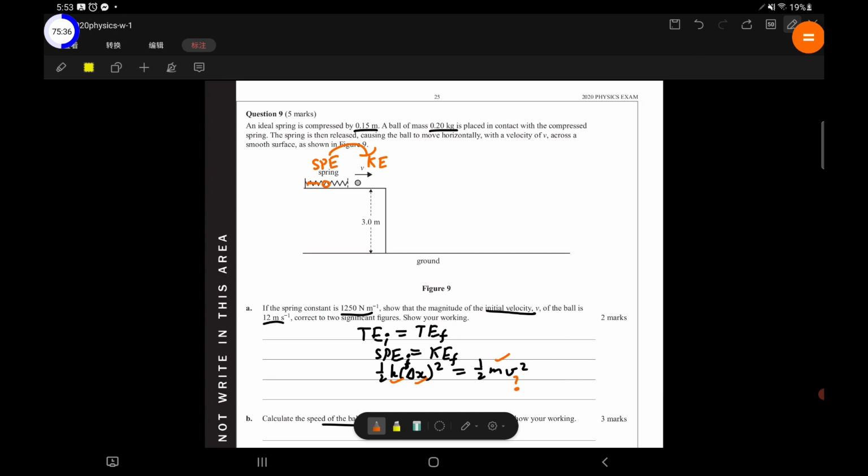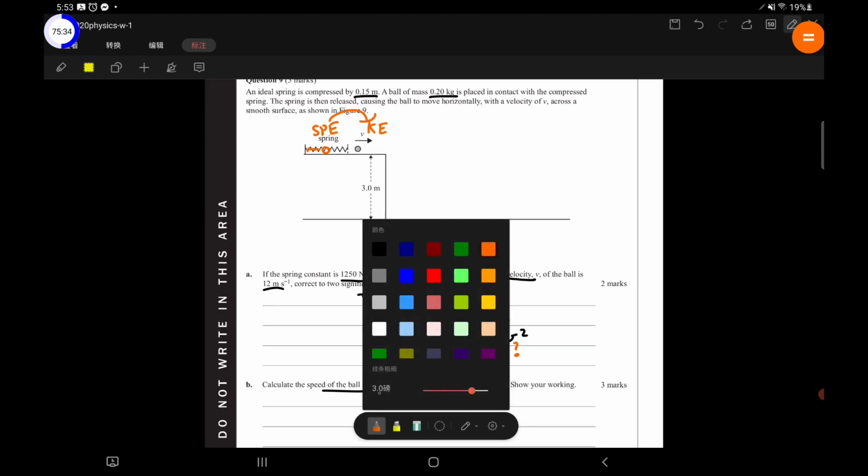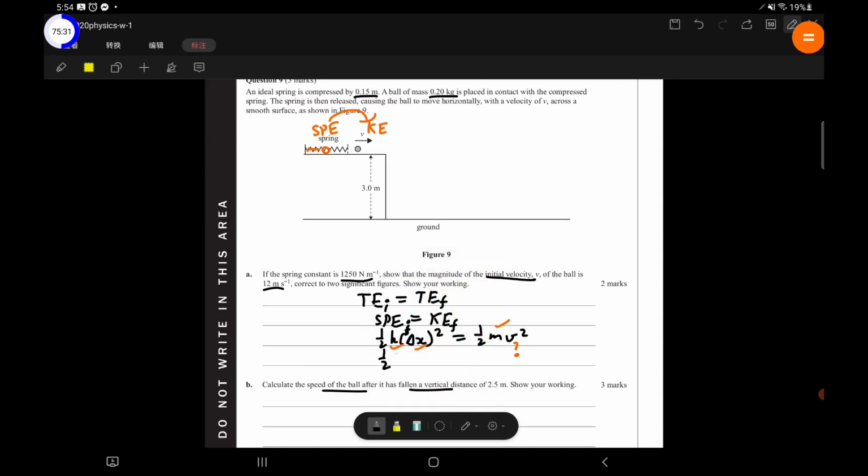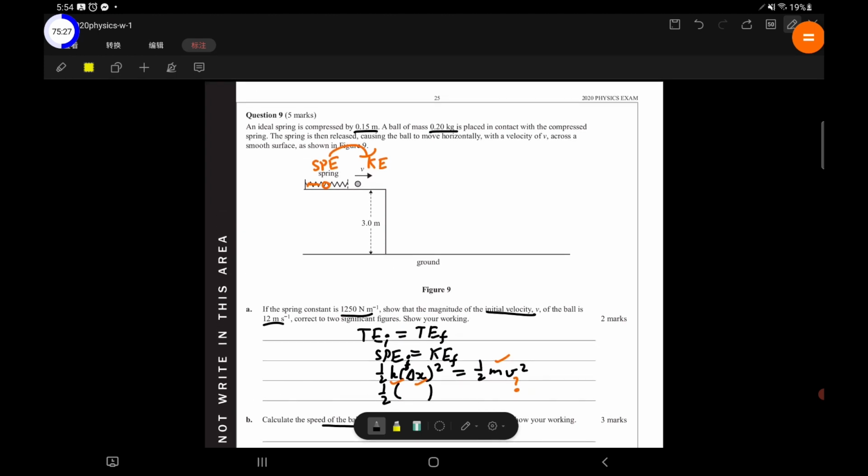I only have one unknown in this equation, and that unknown can be isolated, and so then I can find the initial speed, which is sort of like the final speed in this energy equation, but it's the initial speed in that overall projectile motion scenario.